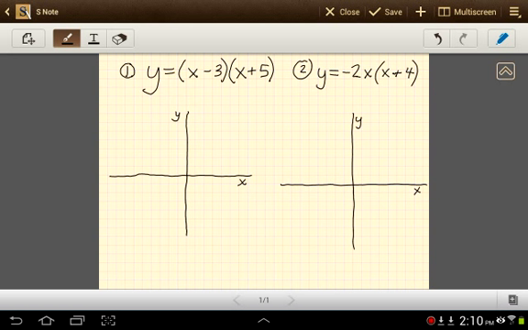Now this one's a little different because we don't have a second bracket, we just have this x here. That means that one of our x-intercepts is 0. So the x-intercept here, a lot of people think that it's negative 2, but it's not. It's the number in the brackets. So this could be written as negative 2 times (x minus 0) times (x plus 4). So my x-intercepts are 0 and negative 4.